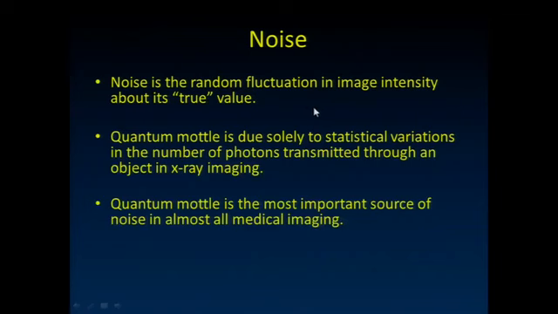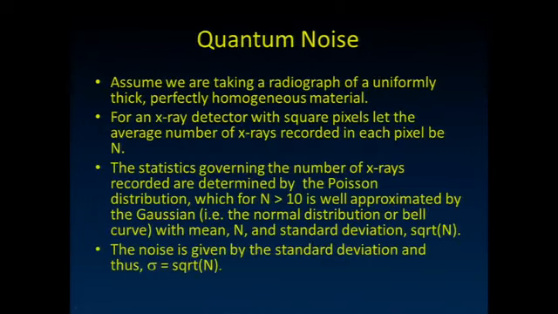The next thing I wanted to talk about was noise. Noise is that random fluctuation in the image intensity about its true value. And quantum mottle is due solely to statistical variation. Sometimes the X-ray makes it through, sometimes it doesn't make it through, and whether it does or not is determined probabilistically. And quantum mottle is the most important source of noise in our imaging.